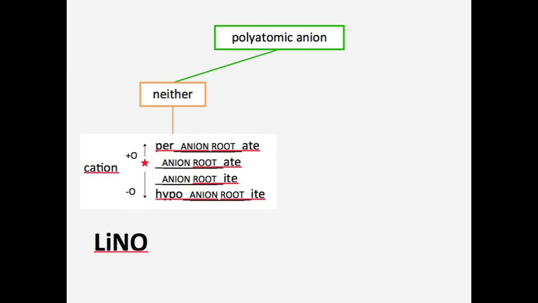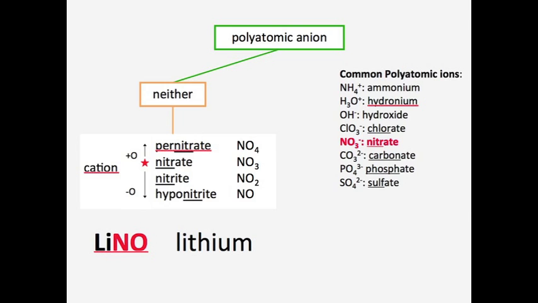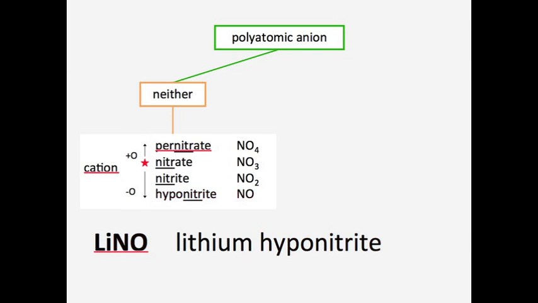Here's a harder example, LiNO. The cation is lithium, so we begin by writing lithium. The anion must derive from our baseline polyatomic anion, nitrate, since it contains a nitrogen. Nitrate includes 3 oxygens. NO contains only a single oxygen, 2 less than our baseline. In this case, we name the anion by adding the prefix hypo and suffix -ite to the root nitr. So the anion is hyponitrite. The name of the compound is therefore lithium hyponitrite.